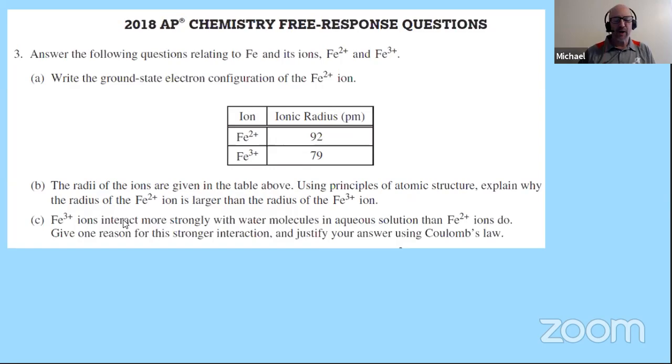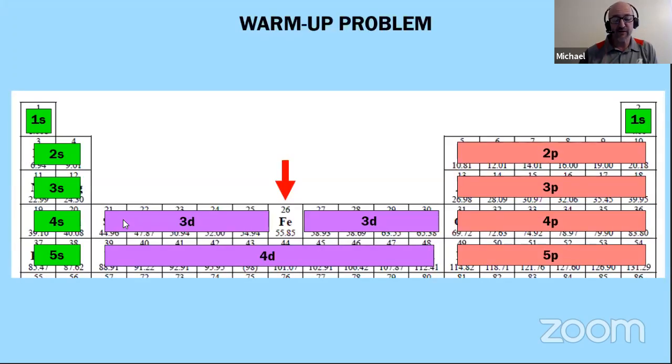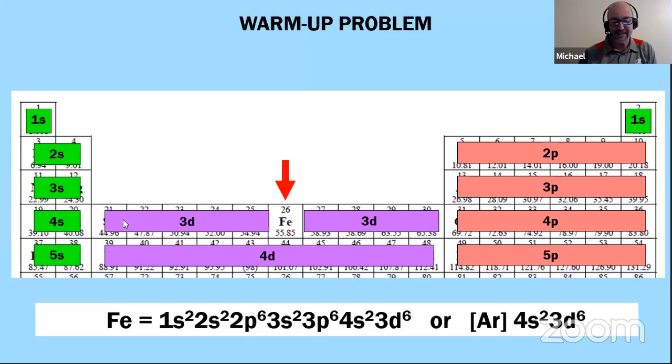Okay, so here we are talking about the ground state electron configuration of the iron 2+ ion. Now, the ground state electron configuration of iron is going to be 1s2, 2s2 like we did before, all the way up through 3d6. But you have to be careful that you read this question carefully.